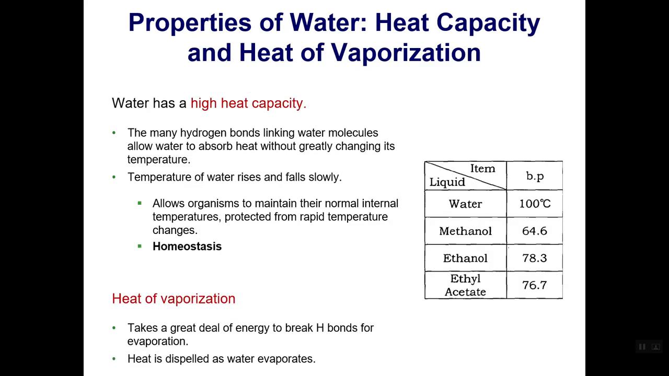Next, high heat capacity and vaporization. So water has a high capacity for heat. What does that mean? If you were to take a look at these items here, water, methanol, ethanol, and ethyl acetate, and compare their boiling points, you will see that water has the highest boiling point. That's because water has loads of hydrogen bonds throughout, and that allows water to absorb heat without changing temperature.